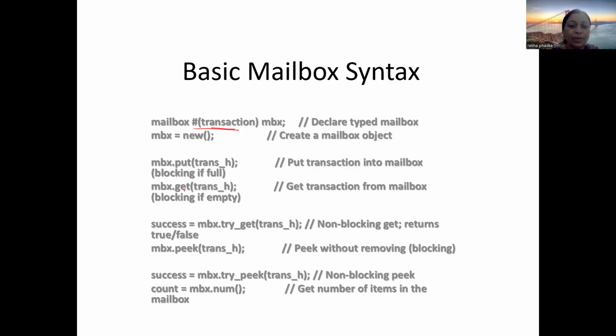Okay, and mbx.get is something which gets a transaction from the mailbox. So it's also blocking. If the mailbox is empty, it keeps waiting until the data is available. We also have a non-blocking get, which is of the form mbx.try_get.